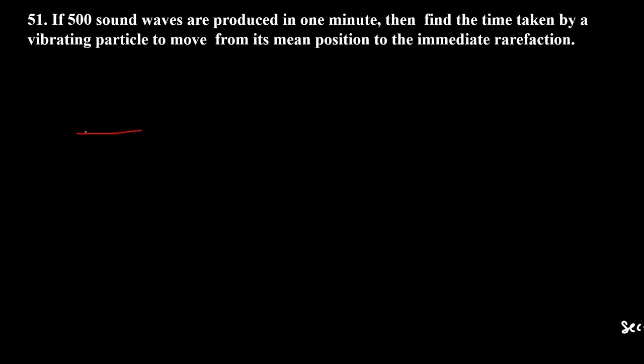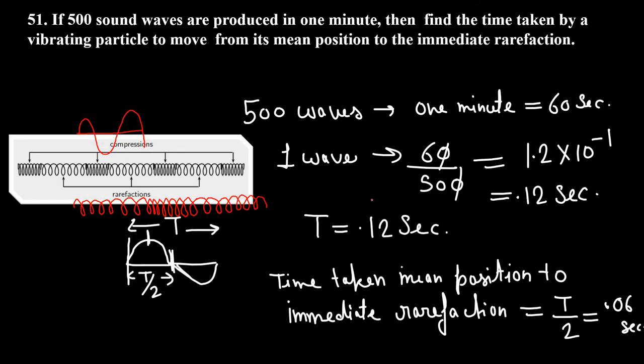So this is the mean position and the particle is vibrating up and down. But here we are talking about the sound wave. So the sound wave is propagating like this, which means the particles are moving along the direction of wave propagation. So this is how the sound waves are moving. Okay. Now, here you can see the solution.